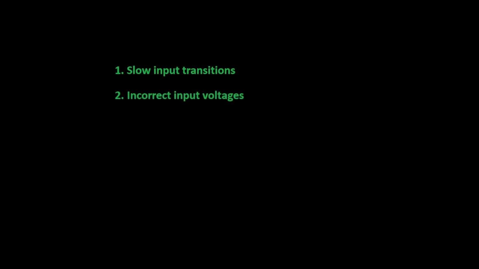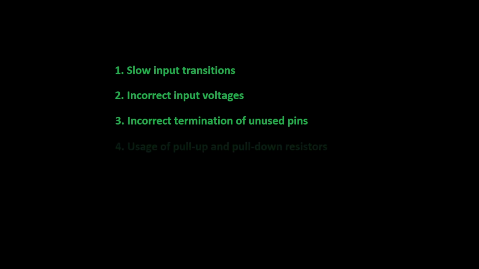Next up is incorrect input voltages. Really, I think this is related to misunderstanding datasheet specifications, so we're going to go into some details on that. Next is incorrect termination of unused pins. We see this most commonly whenever there's a bunch of channels, for example, an 8-channel buffer, and some channels are going to be unused, and then the connections are just left open. I'll talk about why you need to terminate unused input pins correctly.